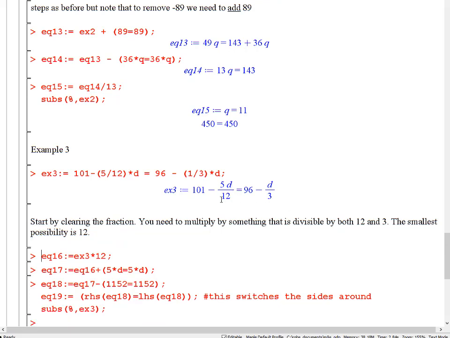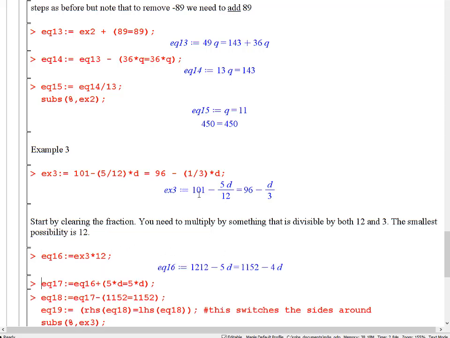So we could multiply by something which is divisible by 12 and 3. You could multiply by 36, which would work okay, but 12 is easier because 12 you can divide by both 12 and 3. So if I multiply this by 12, I get this. So 12 times this, 12 times this gives you 5d, 12 times this gives you that, 12 times that gives you that. So, okay. And then the steps are the same.